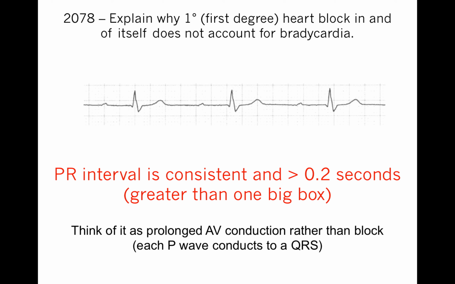So one of your objectives is to explain why first degree AV block in and of itself does not account for bradycardia. It's because every P wave will conduct to the QRS, hence the heart rate determined by the P waves will be the same rate as the QRS complexes. So if the sinus rate is 70 beats per minute, the pulse will be 70 beats per minute. All of the P waves conduct and none of them will block.